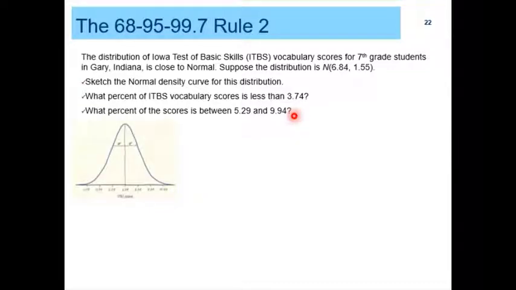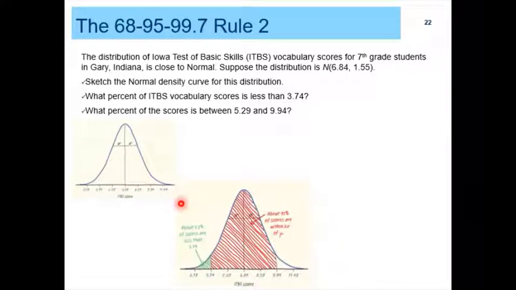First, because we know this is the 3 sigma rule, we will make a symmetric curve, and we can see mean is 6.84, and we are increasing it by 1.55. So when we are going from here plus 1 sigma, then we are getting these values, and here we are subtracting 1 sigma. So we can make it like this, and then it's asking what percent of ITBS vocabulary scores is less than 3.74. Where it's 3.74, it's here. So it's asking how much percentage is this who are getting less than 3.74.